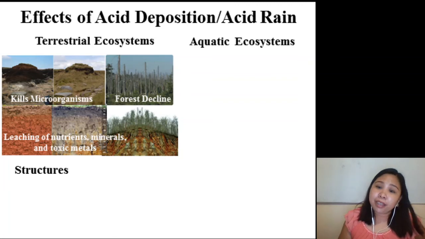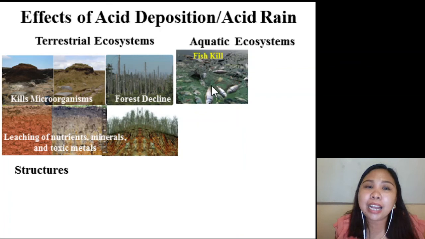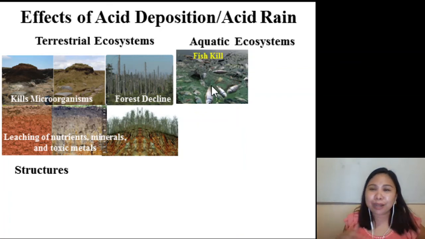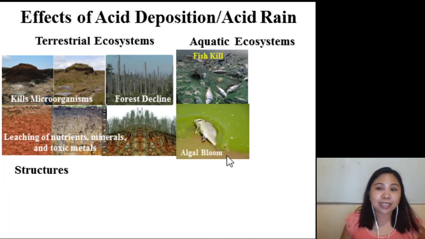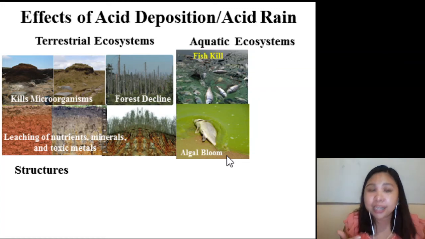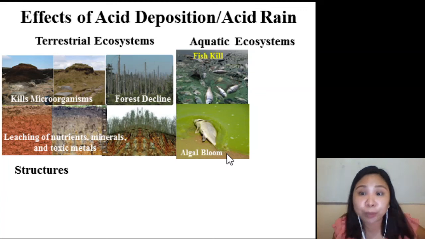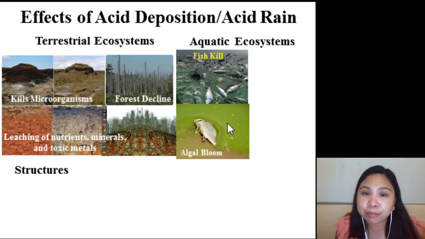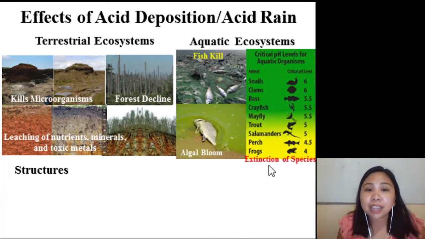And in aquatic ecosystem naman, rampant ang fish kill. Kasi kapag sobrang taas na ng acidity ng pH ng tubig because of the acidic rain, nagkakaroon ng fish kill. Also, nagkakaroon din po ng algal bloom. If you are not aware, we already discussed this in hydrosphere. Nagkakaroon ng algal bloom kapag sobrang taas na ng pH ng tubig, especially if it's coming from rain. So, nagkakaroon din po ng extinction of species.